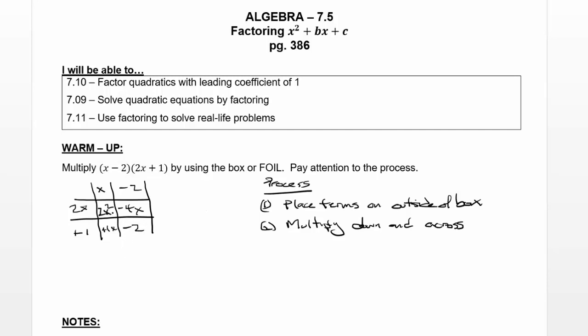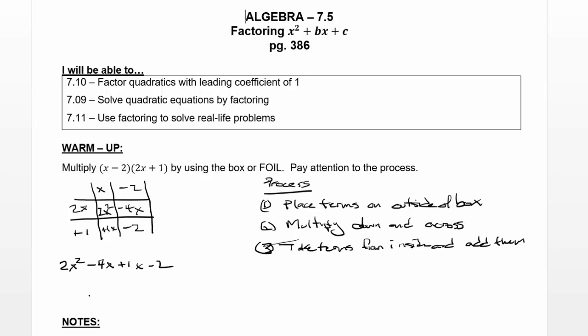So to complete this problem, the next thing I do, my third step, is I take the terms from the inside and add them. Meaning the terms on the inside are the 2x squared, the minus 4x, the plus 1x, and the minus 2. And the final thing I need to do is to combine the like terms.